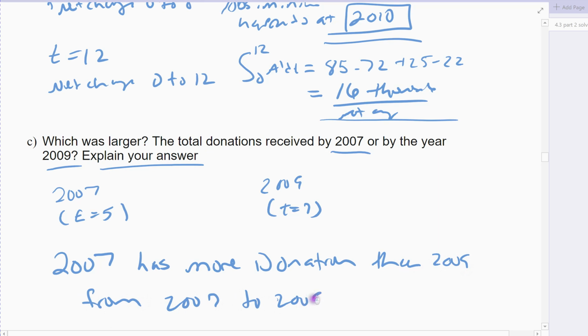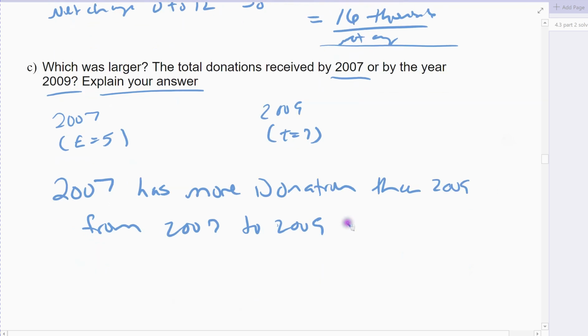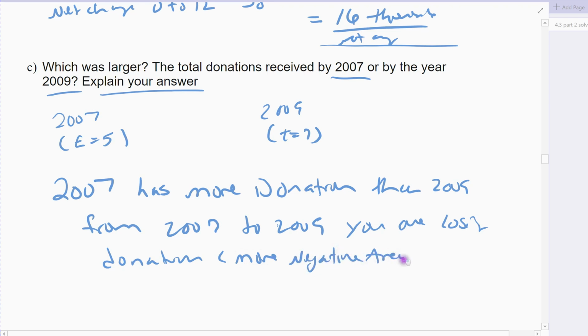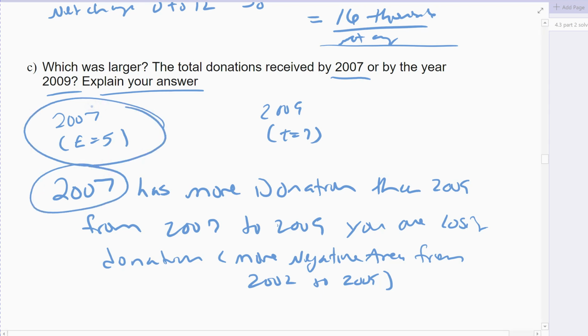because from 2007 to 2009 you are losing donations. Right? There's more negative, more loss area from 2002 to 2009. There's more negative area, so there'd be more loss over those years. And again, you could word that however you want, and the answer is 2007 is the larger amount, because you're losing more to 2009.